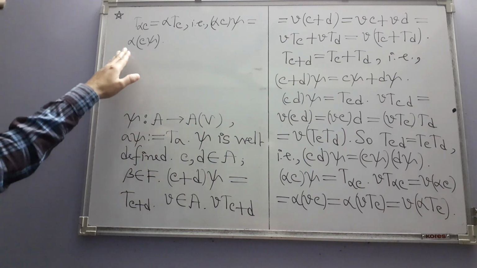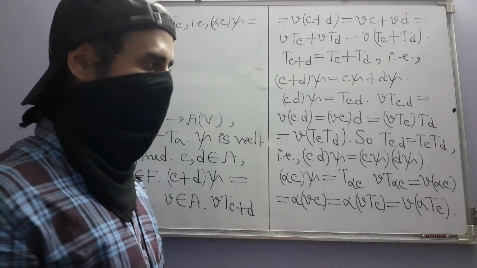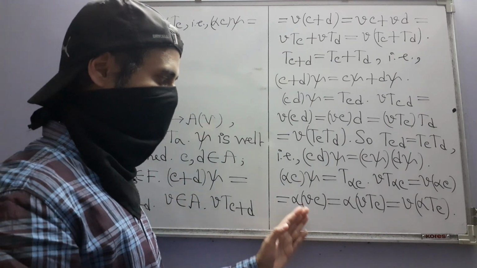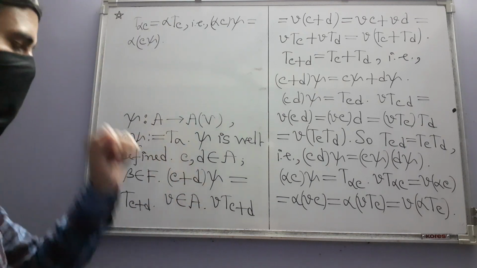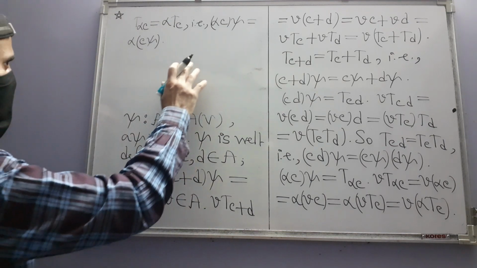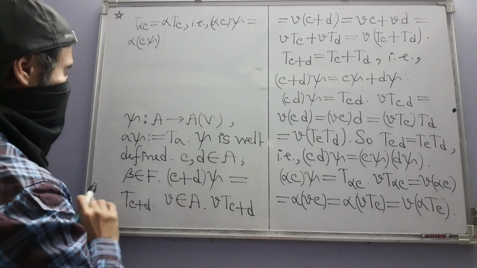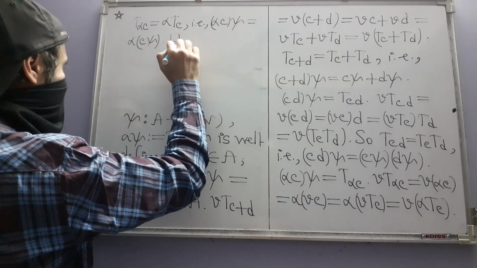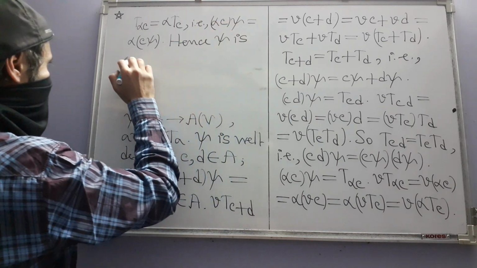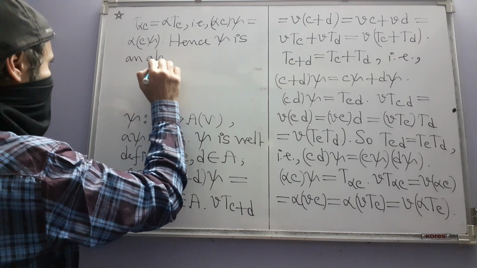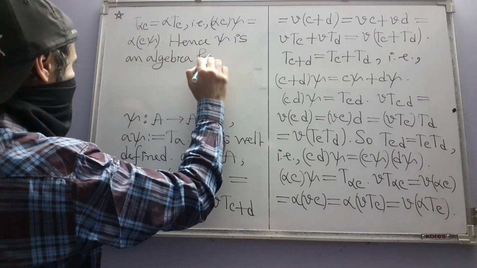Do not make the mistake of writing alpha psi. Okay, alpha psi has no meaning. The inputs of psi are not scalars, they are algebra elements. So psi respects scalar multiplication also, and hence psi is an algebra homomorphism.